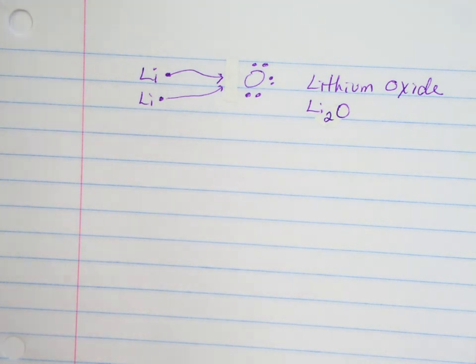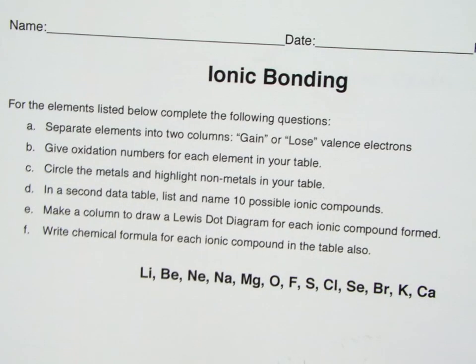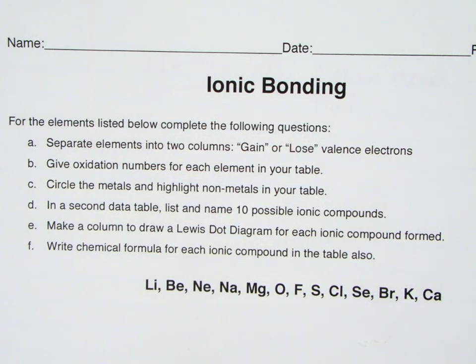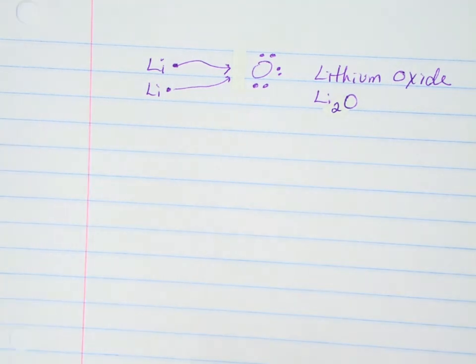When you come to class tomorrow, you're going to get a sheet like this. It has a whole bunch of elements that you're going to be working with, separating into gain and lose electrons, getting oxidation numbers. I didn't say what oxidation numbers were. I'll have to do that. Circling metals, highlighting non-metals, and then making up 10 possible ionic compounds using Lewis dot diagrams for each, writing the chemical name and formula.